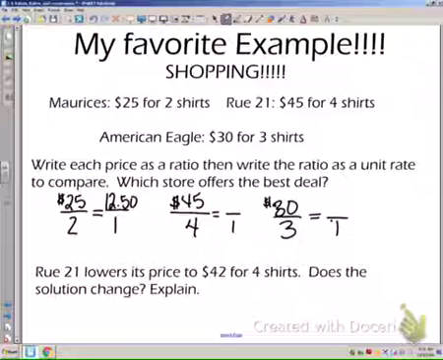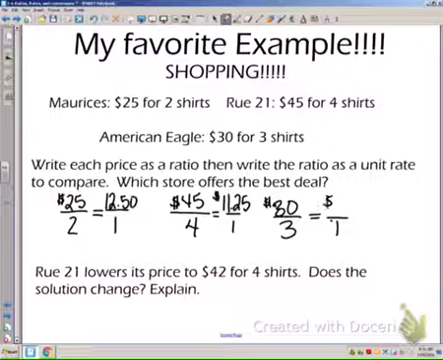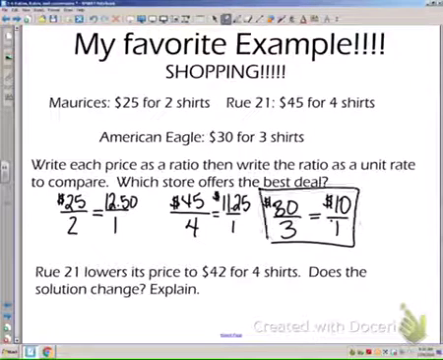If I divide 45 by 4, I get $11.25. So it is $11.25 for 1 shirt from Route 21. And then the last one, I don't even really need to think about that. It's $10 for 1 shirt. So then it asks, which store offers the best deal? Well, of course, the shirt that offers the best deal is American Eagle. At American Eagle, I can get 1 shirt for $10. That's $1.25 cheaper than Route 21, and it's $2.50 cheaper than a shirt from Maurice's. So the best deal is at American Eagle.